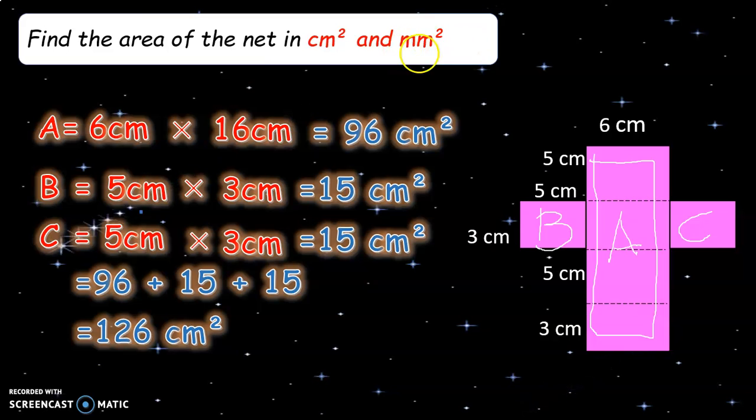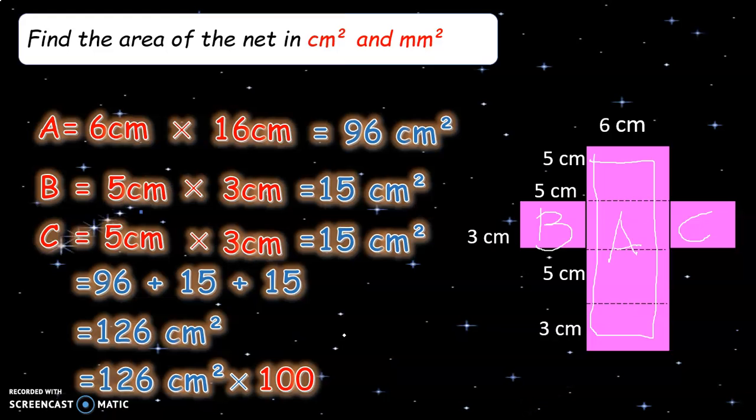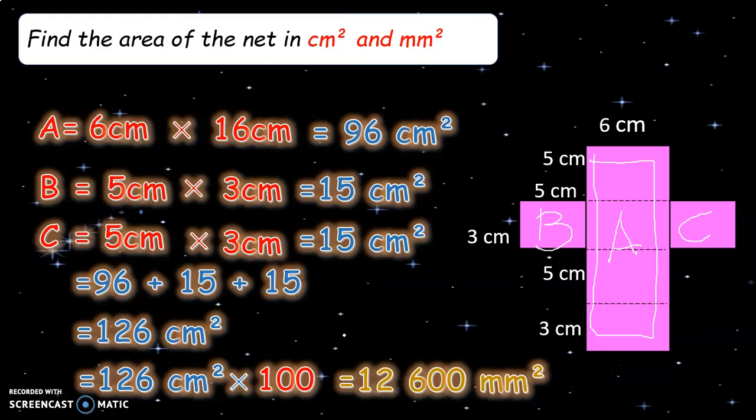If we want to change it into millimeters squared, we need to multiply it by 100. So our area in millimeters squared is 12,600 millimeters squared.